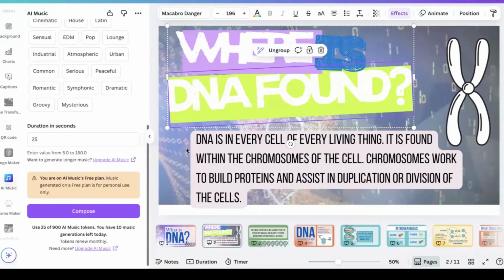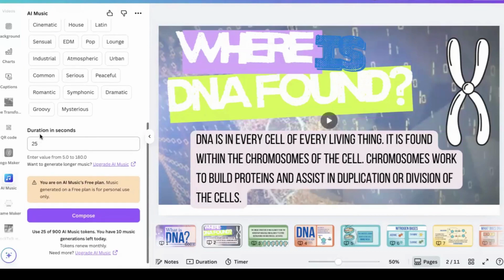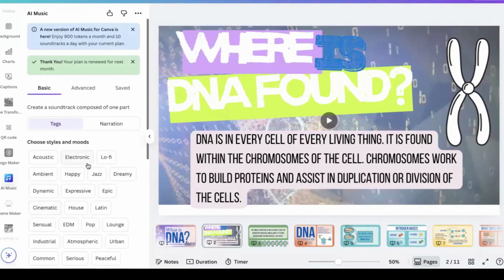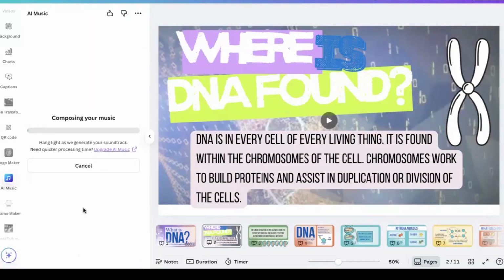So let's just say you did have a YouTube video here and you wanted some soft music playing in the background while it's playing, you can say how many seconds you want it to be. So yeah, there's so much you can do with Canva. You can really make it your own. So I'm gonna click on jazz and say 25 seconds. And just literally that easy. You click on it and bam, it's composing the music that you are asking for. Let's give it a couple seconds, almost done.